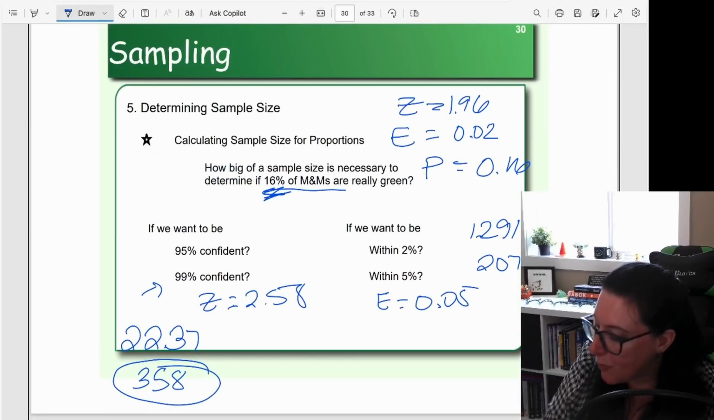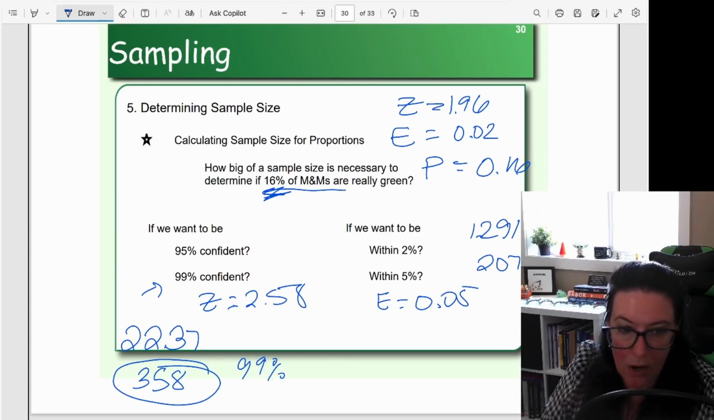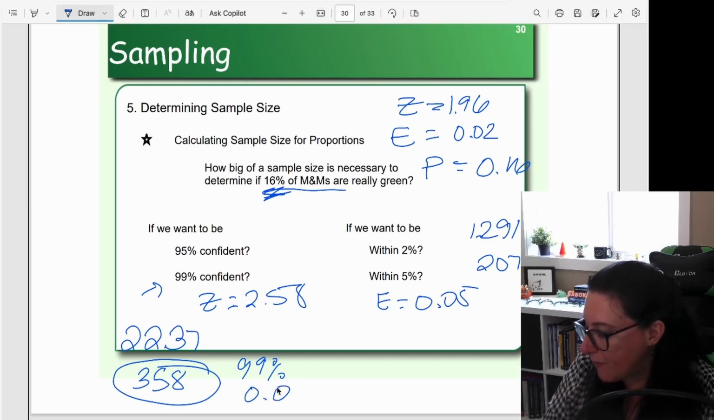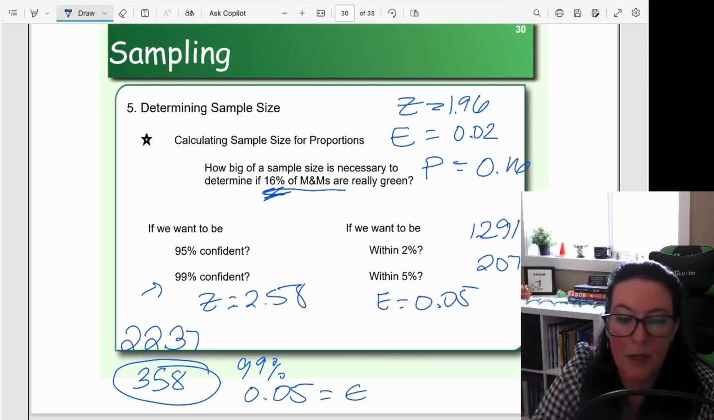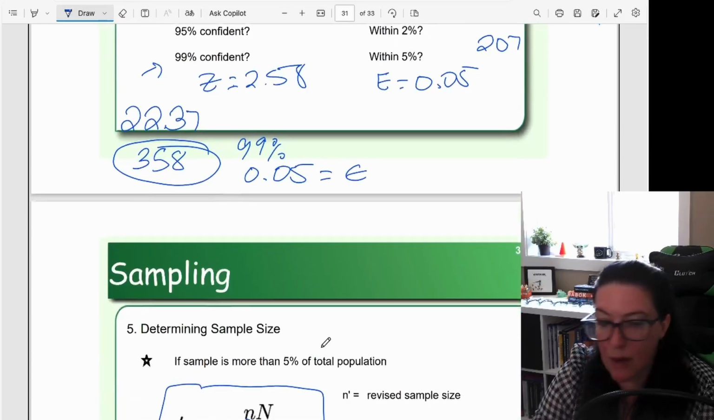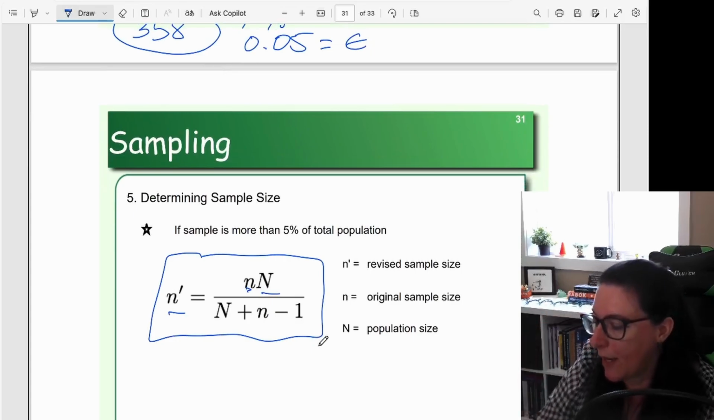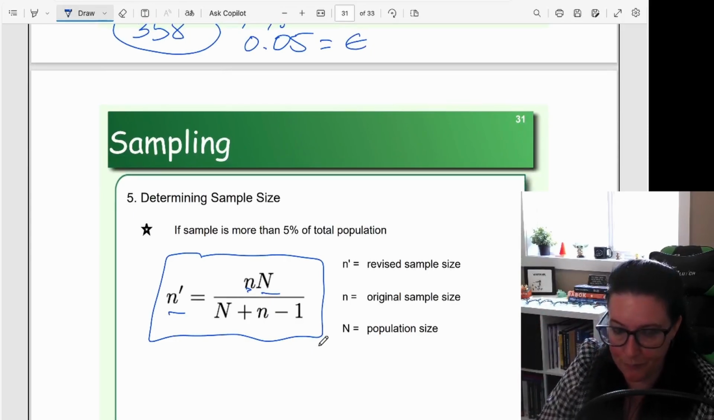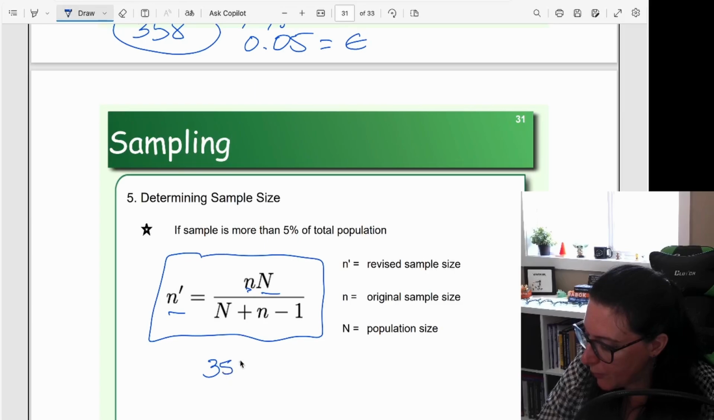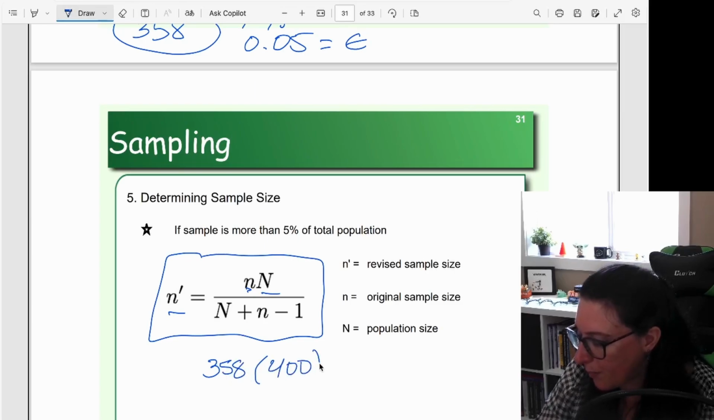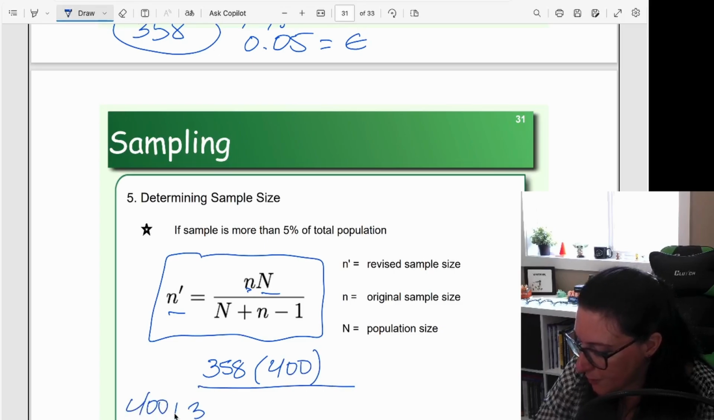That 358 was 99% confident and we were allowing an error of, what was that, 0.05. Okay. So if that was the case, that we were sampling 358, and what if the actual population was only 400? So then what we would do is we would take the sample size we calculated was 358, but the population was only 400. So we're going to actually do an adjustment here.